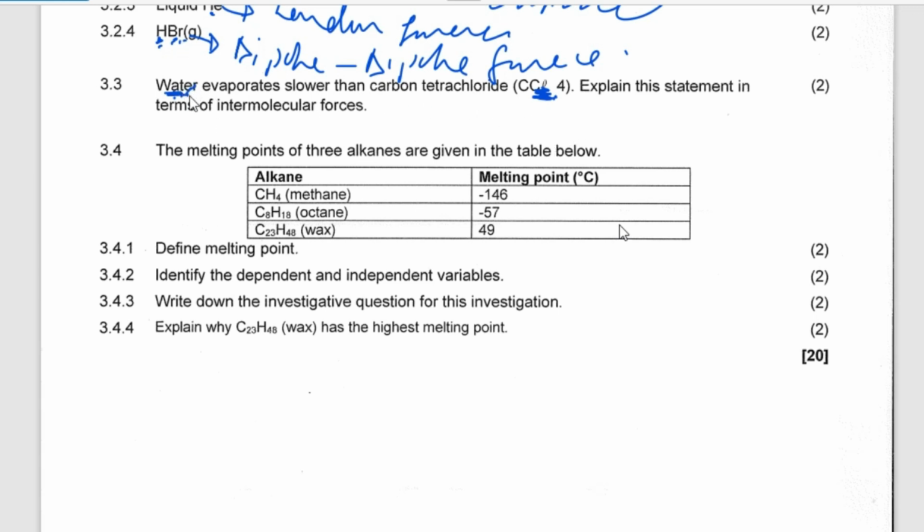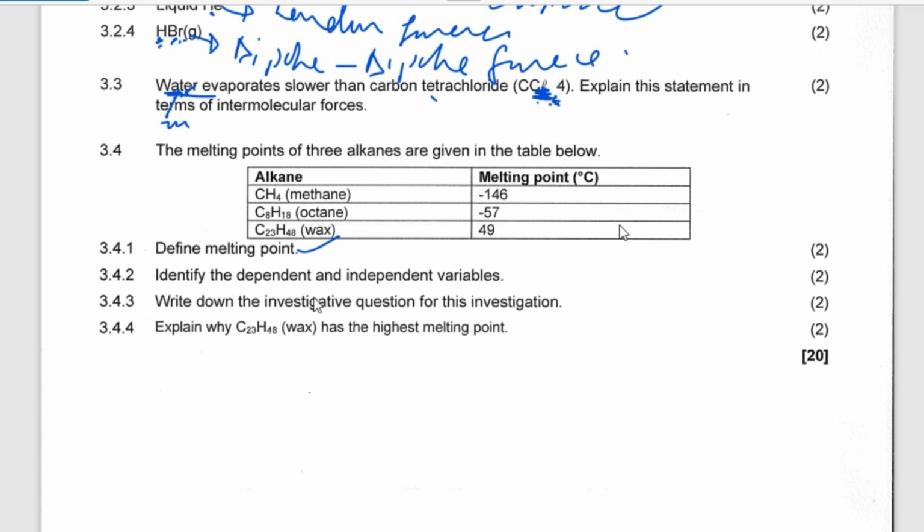This one is because of the intermolecular forces, which is hydrogen bonds, while this one is dipole forces. Hence hydrogen bonds are stronger than dipole forces, so this one will require more heat to evaporate compared to this. And then the last question, melting point. When you talk about melting point, they're not asking what is melting. They're asking the melting point: the point at which the solid melts.